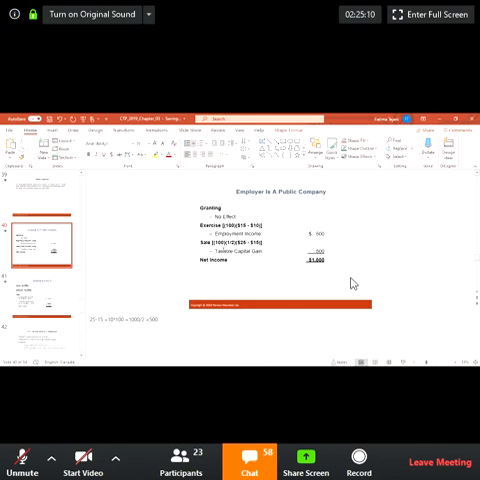But this will not be shown in the T4. This is just for your income tax return purpose. When you file the income tax return, you're going to show this amount, okay? So this is a net income for tax purposes. But we are just focusing now on this amount, 500, okay?